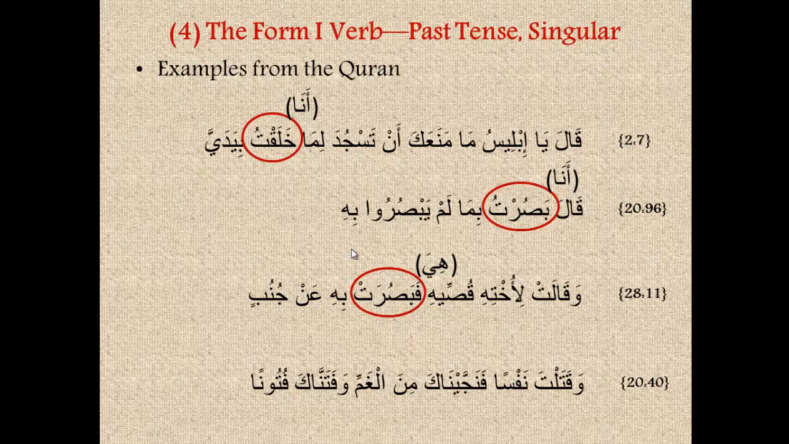And the last example from Surah Taha, verse number 40, وَقَتَلْتَ نَفْسًا فَنَجَّيْنَاكَ مِنَ الْغَمِّ وَفَتَنَّاكَ فُتُونًا. The verb we care about here is قَتَلْتَ. We hear the ta at the end, conjugated for anta. Anta qatalta. So you killed. This is Allah talking to Musa. وَقَتَلْتَ نَفْسًا فَنَجَّيْنَاكَ مِنَ الْغَمِّ وَفَتَنَّاكَ فُتُونًا. And you killed a man from among them. And you killed a man. وَقَتَلْتَ نَفْسًا.